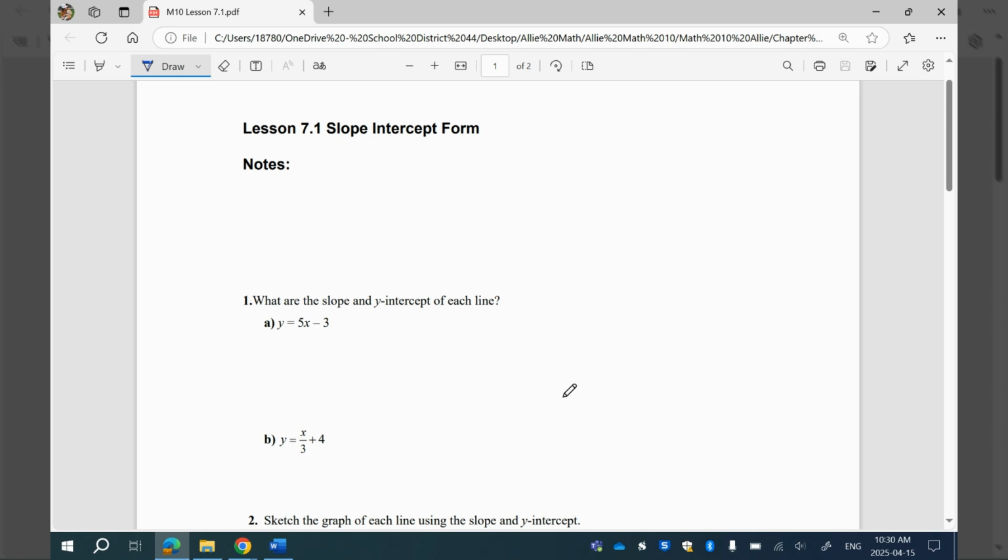Hello, everybody. Here we are, 7.1 slope-intercept form. I'm personally a big fan of slope-intercept form. I think it's something that once you get it, once it clicks, it can just make your life a lot easier. So if we can wrap our brains around slope-intercept form, we're going to feel great.